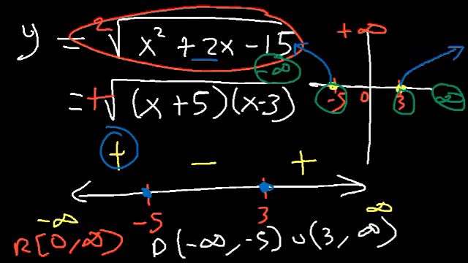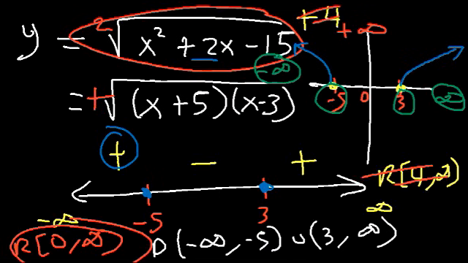Typically, the range is going to be 0 to infinity or negative infinity to 0 if you don't have a number outside of the square root. Now, let's say we had a number outside. Let's say it was plus 4. Then the range will become 4 to infinity. You simply have to add 4 to it. It's going to be shifted up 4 units. But since we don't have that, it's just 0 to infinity for this particular example.